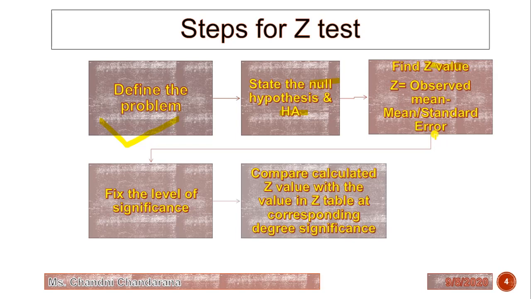After getting the Z value, what can we do? We have to fix the level of significance. After that, we can compare the calculated Z value with the value in the table corresponding to the level of significance. So these are the steps of how we can perform the Z-test.